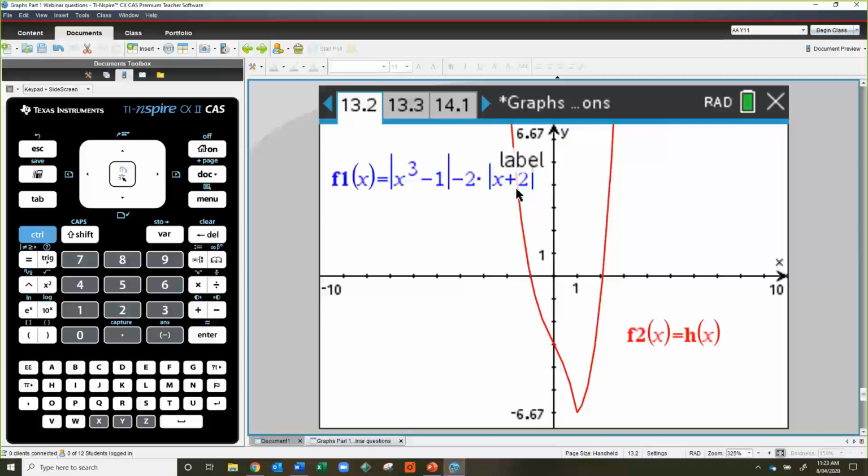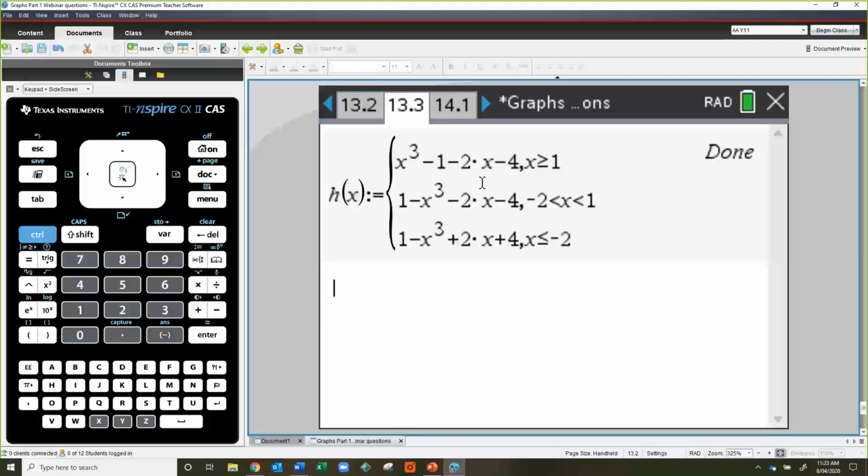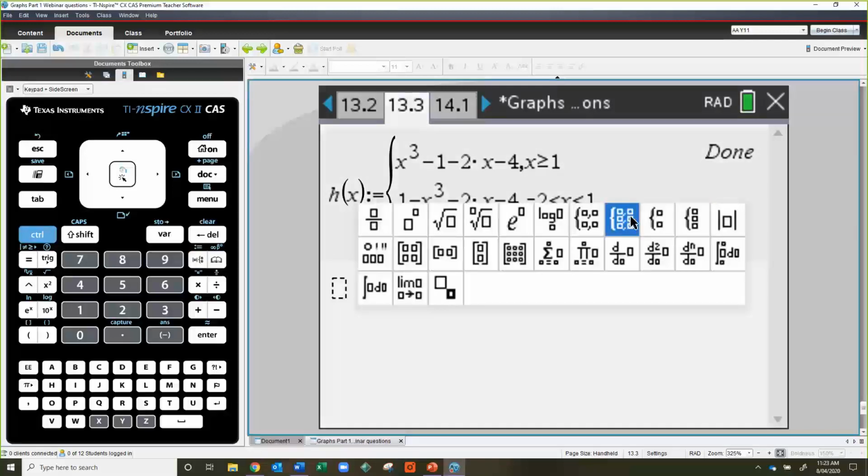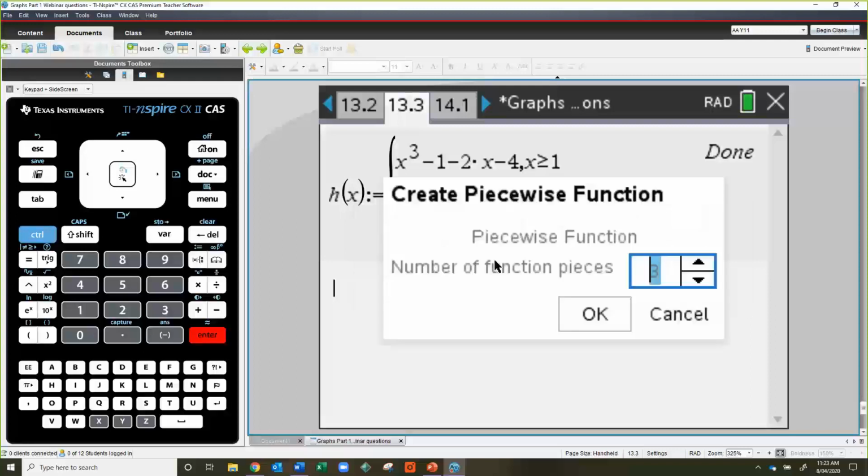From 1 to infinity, both pieces are positive, so I just keep the sign. Between minus 2 and 1, the first one needs to be the opposite sign. And when x is less than or equal to minus 2, both need to change the sign. So what I did here, I used the piecewise function template, and you can enter more pieces, so I've entered 3 pieces here.